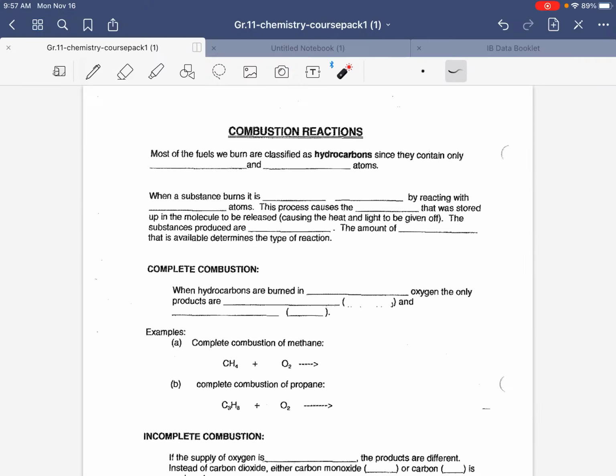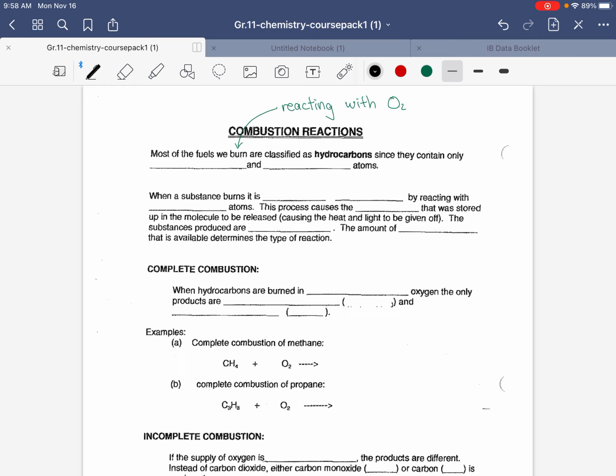Let's fill in some of these blanks. Okay, so most of the fuel we burn. This is important. When we say we burn, let's think about this as reacting with O2. So I don't want you to think fire, even though that's true. Okay, matches, lighter, and stuff like that. Don't think about that. When something burns, it's reacting with oxygen.